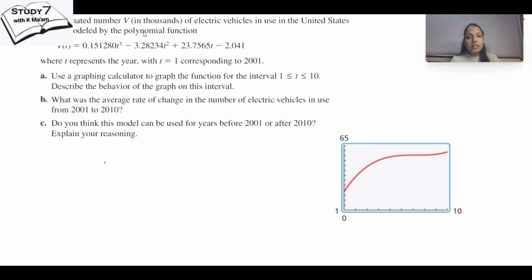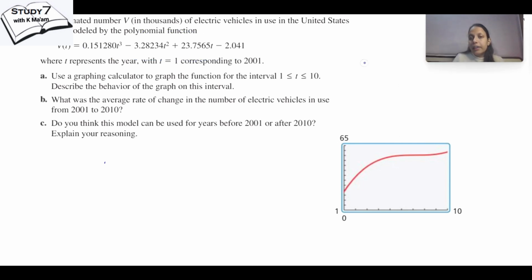The number of vehicles used in the United States can be modeled by the polynomial function given. T represents the number of years. When T is 1, it is 2001. Use a graphing calculator to graph it. You can use any graphing calculator like Desmos or GeoGebra. At first you will substitute 0.15128. You will substitute this equation, and you will get your graph like this.